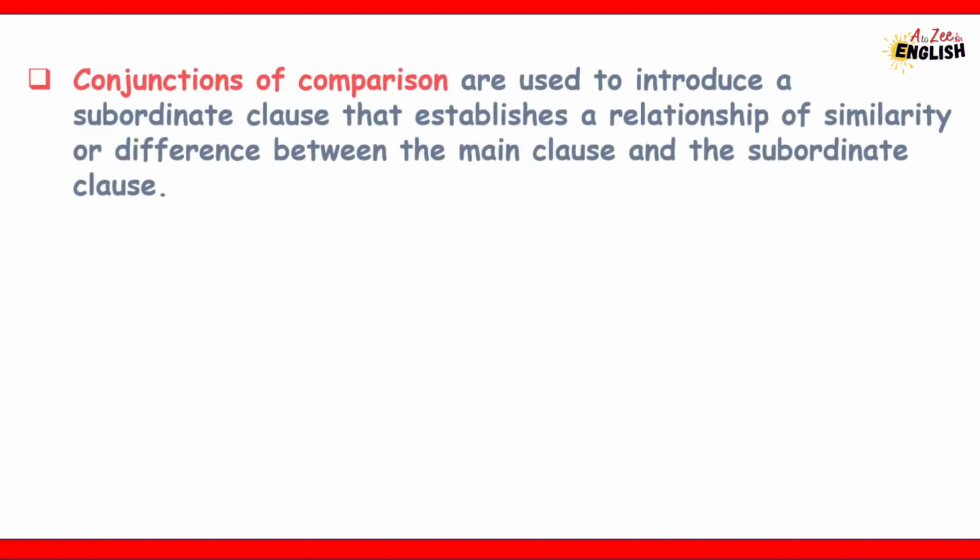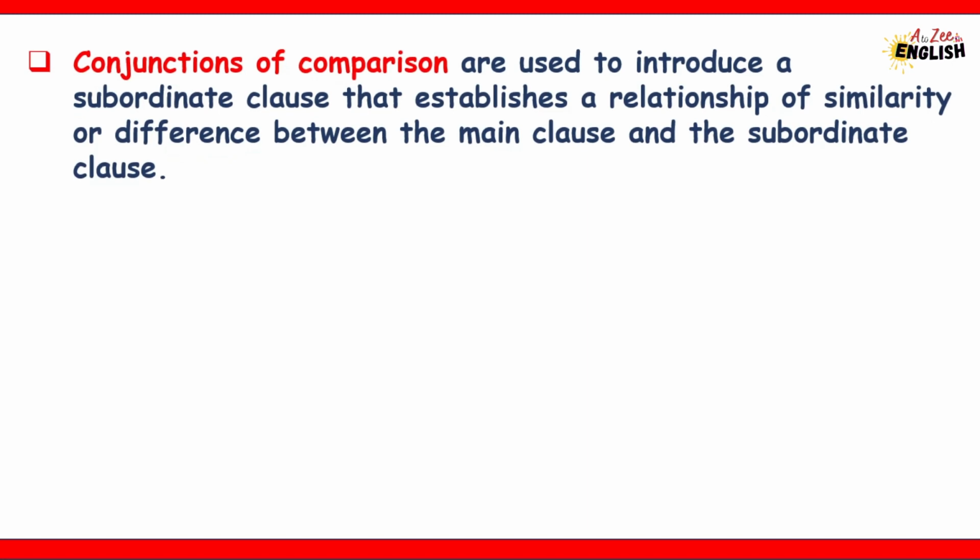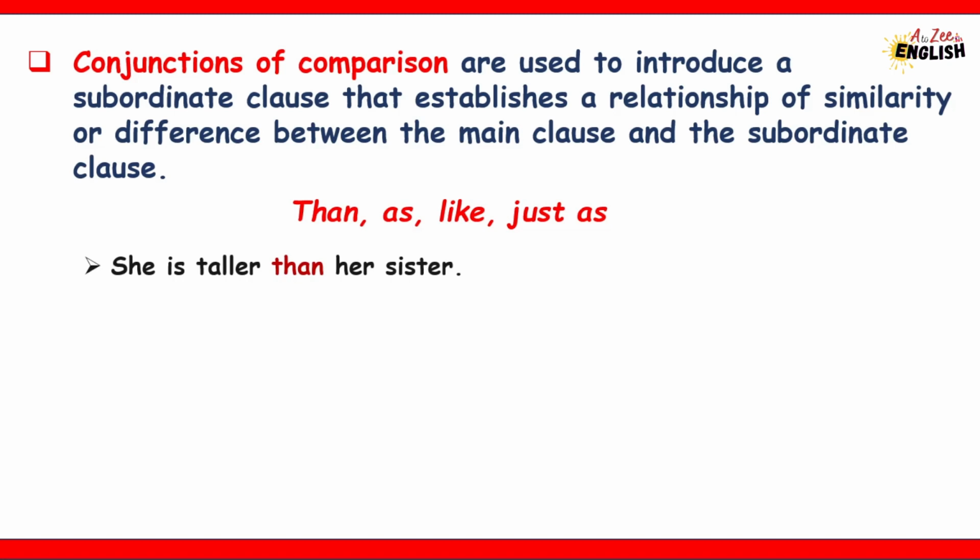And the last one is the conjunctions of comparison. Conjunctions of comparison are used to introduce a subordinate clause that establishes the relationship of similarity or difference between the main clause and the subordinate clause. Conjunctions are than, as, like, just as. She is taller than her sister. Here the subordinate clause, than her sister, establishes a comparison between the heights of two individuals.